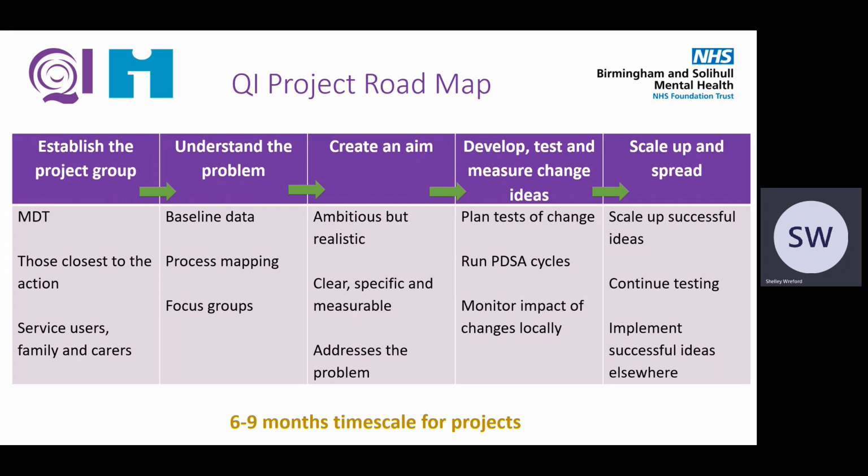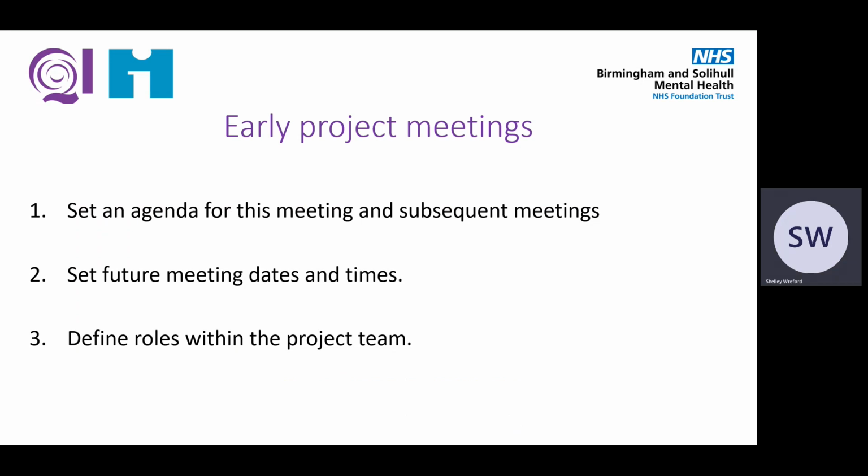Once you've established your team, it is always good to have an understanding of your project timescales from the outset. Agreeing this as a team will help focus your improvement efforts and help establish commitment to the work. A reasonable timescale for a QI project is typically 6 to 9 months. As well as setting out your project roadmap, in the initial project meetings with your project team, you will also want to try and agree these key things.